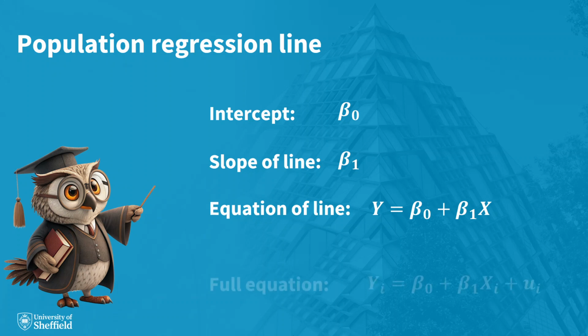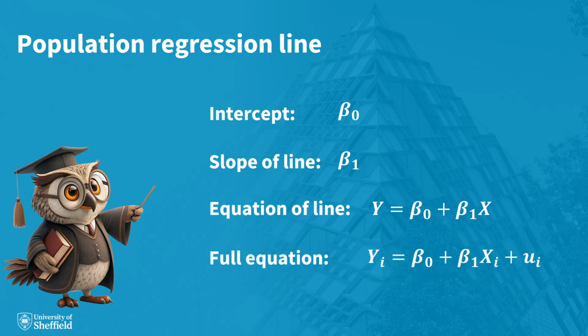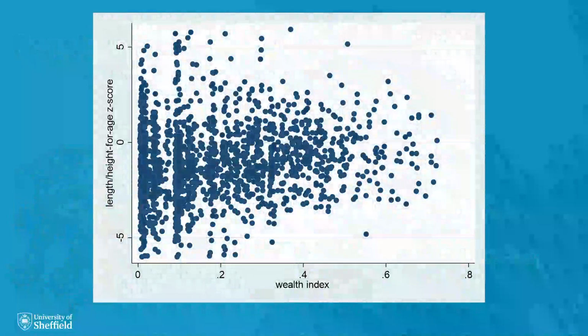To find the specific height for age y of any given child i, we have to add another term to our equation, which we call u. This is known as the error term and tells us how far above or below the line we find the data point for child i. That's a theory, but how do we find beta 0 and beta 1 in practice?